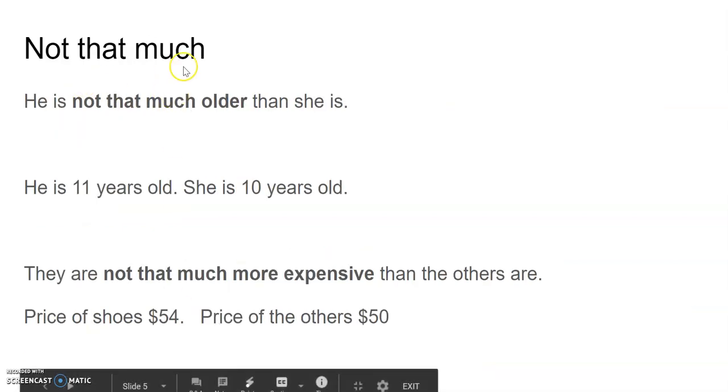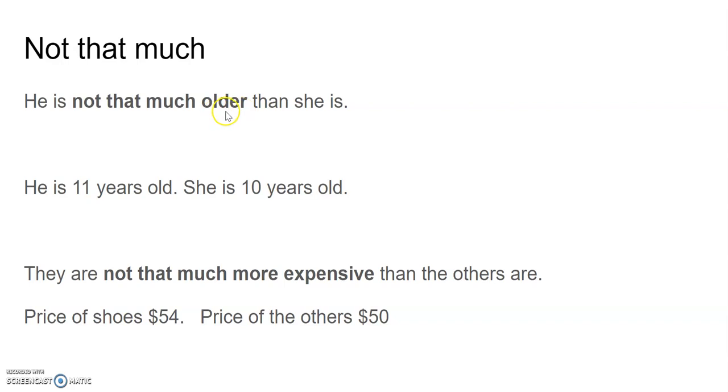In the case of not that much, right, it's similar in its position. It comes right before the comparative adjective. So he is not that much older than she is. Okay. In this case, if we break down this example, this means that, for example, he is 11 years old and she is 10 years old. So he is not that much older than she is.